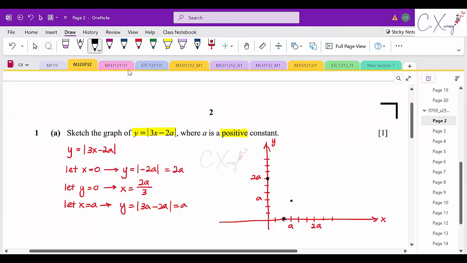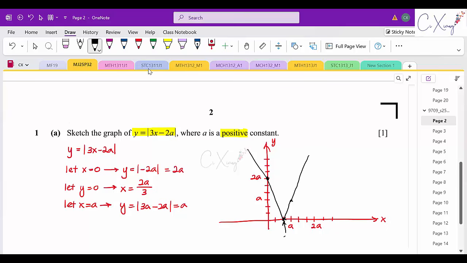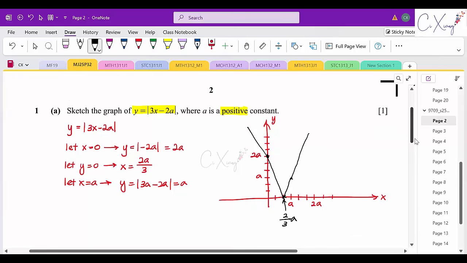Then you try to join the points together. So basically it will look like a V shape. So this is what I have. Try to draw the line nicer, you use a ruler to connect the 2 points together. And this is how your graph should look like. Then don't forget to label this as 2 over 3a. And this is what you have for y equals modulus 3x minus 2a.